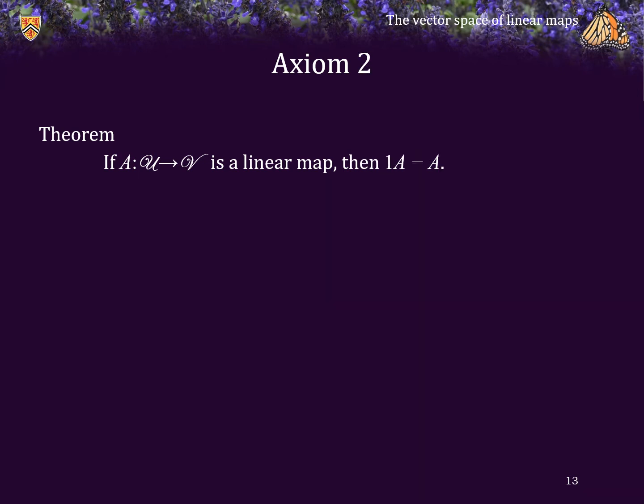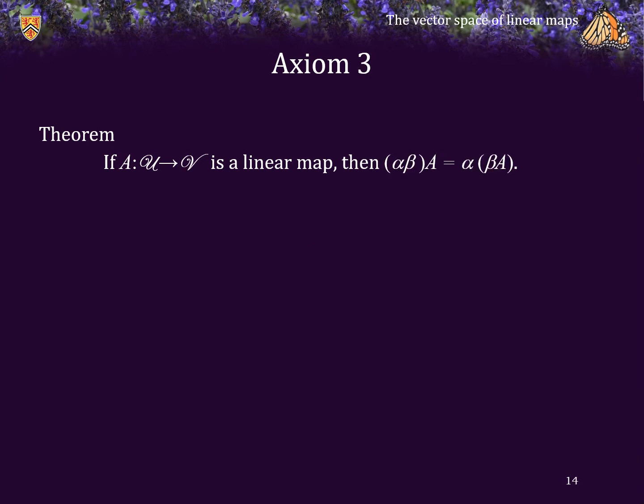Next, if A is a linear map from U onto V, then 1 times A is equal to A. Proof. Well, 1 times A applied to the vector U is just 1 times A applied to U. But A applied to U is a vector in V, and V is a vector space, and therefore 1 times a vector in V is just that vector, so this equals A times U. And this is true for all U, thus 1 times A is equal to A.